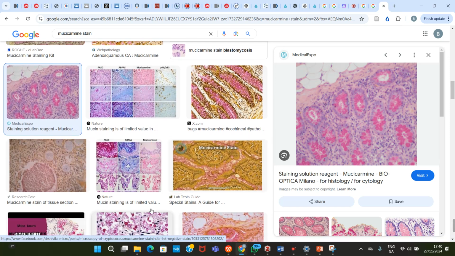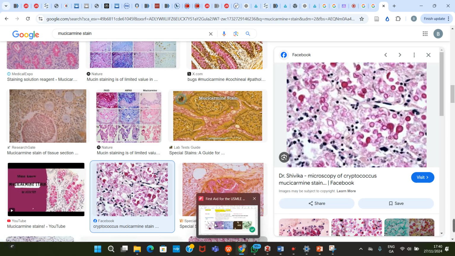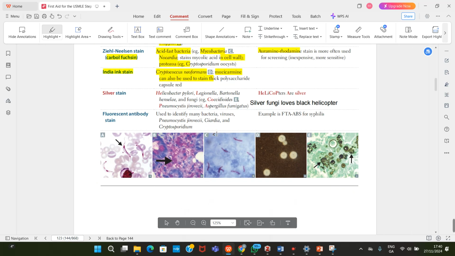This is what it looks like. See these reddish round colonies like that. That is the capsule of the fungal infection being outlined. Most of the time they would actually show us the Indian ink because it's much more commonly used than the mucicarmine. But just for our information, we need to know that you can use the mucicarmine for Cryptococcus.